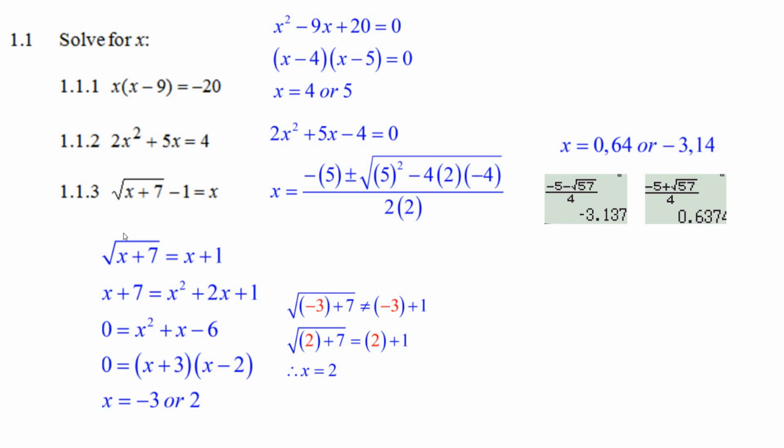So you check, you put minus 3 back in there, and you see that, hey, the square root of 7 doesn't equal negative 2, so negative 3 doesn't work. But 2 plus 7 is 9, square root of 9 is 3, and 2 plus 1 is 3. So the one that works is x equals 2. And there you go, all done.